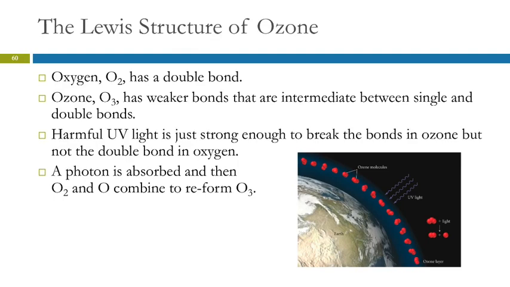Then let's look real quick at the Lewis structure of ozone. Ozone is an interesting molecule because it's part of what helps our planet to maintain its temperature. So oxygen has a double bond. Ozone has 2 bonds, and there's resonance, and so those are intermediate between a single and a double bond. So let's just draw those real quick. So here's oxygen, and ozone.